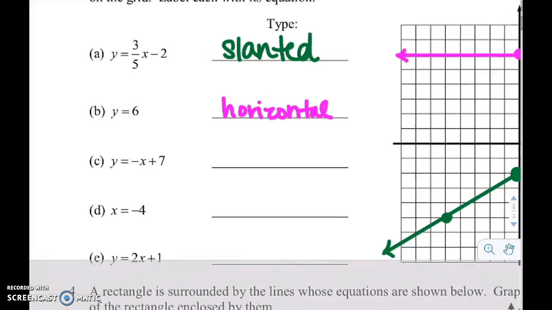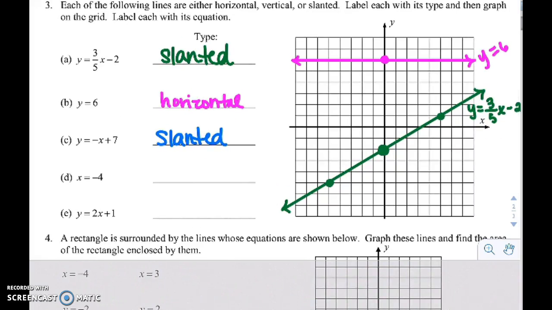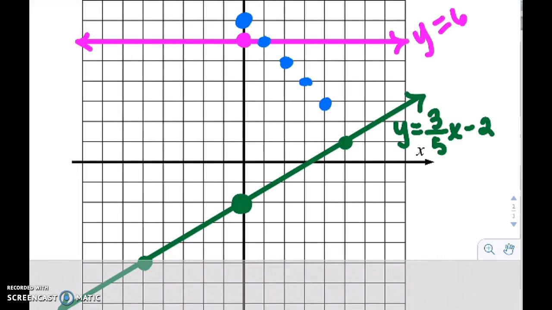Y equals negative x plus 7. Again, I want to remind you, when your equation contains both an x and a y, it is slanted. So this is another slanted line with a y-intercept of 7. So that's this point right here. And a slope of negative 1. So we're going to go down 1 to the right 1, down 1 to the right 1, down 1 to the right 1, and so on.